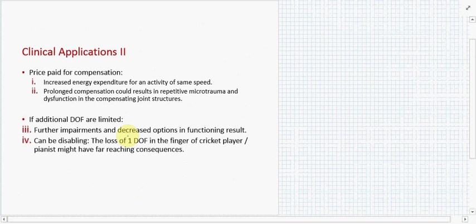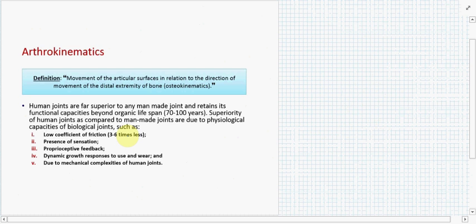So there's a price paid for compensation. Not only do you have increased energy expenditure for the same movement speed, but prolonged compensation can result in repetitive microtrauma as well as dysfunction and compensation in other joint structures. Further impairments can decrease motions in terms of functioning or your functional ability. And over time, it can be disabling, right? So, a loss of one degree of freedom in the finger of a cricket player or pianist might have far-reaching consequences, right? They are very specialized movement patterns in those joints.